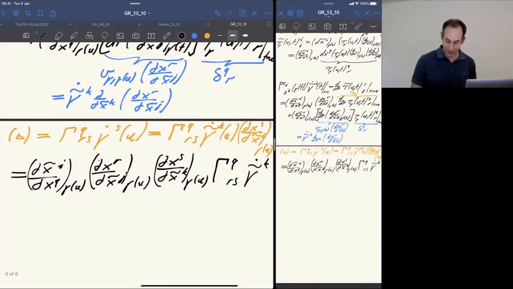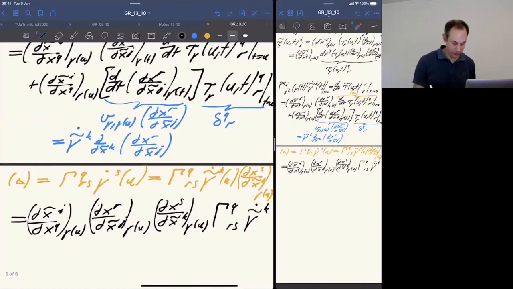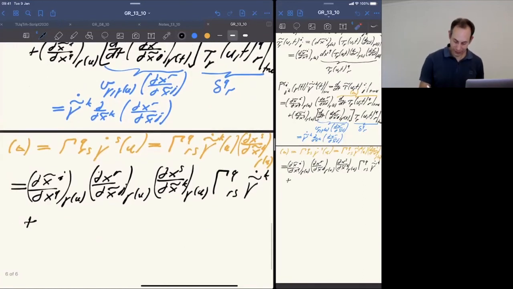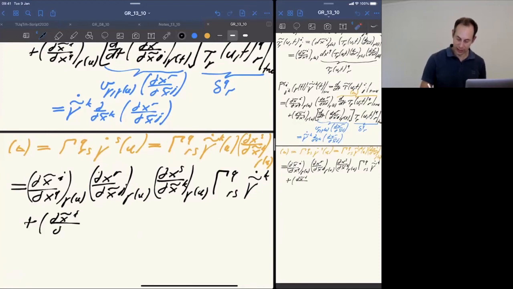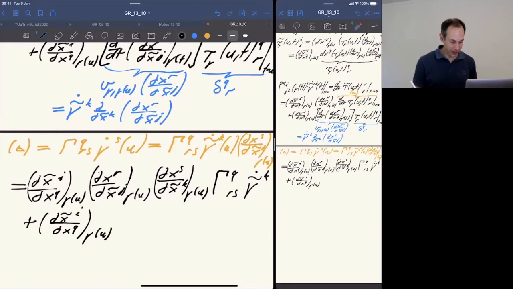And now the second term, that was the first one, plus, it's again the prefactor, dx tilde i to the dx q. Okay, that is not very readable. Let me write it again. i on the top and q on the bottom. Evaluated at gamma u, it's the same factor as before. And here we have now a derivative of this.